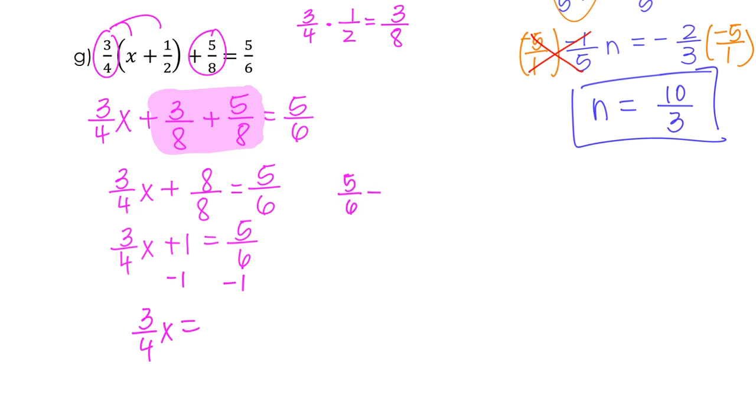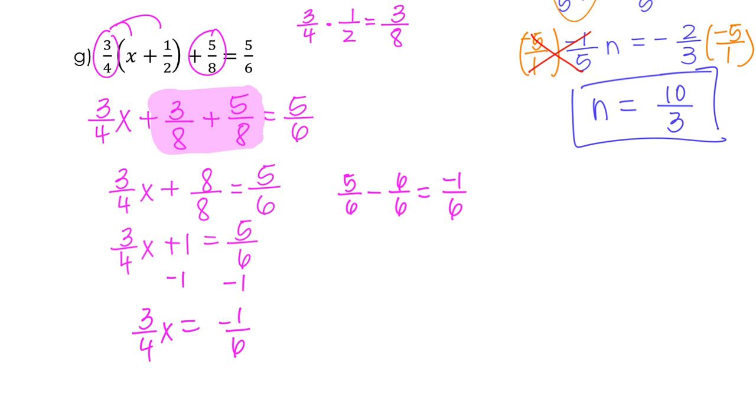So we're going to have 3 over 4x equals, and then over to the side here, we have 5 over 6 minus 1. Now, would you agree that it's fair to make 1 6 over 6? Can I do that? Yeah, you can. It's the same thing, right? But it's a common denominator now. So I have 5 over 6 minus 6 over 6, which is negative 1 over 6.